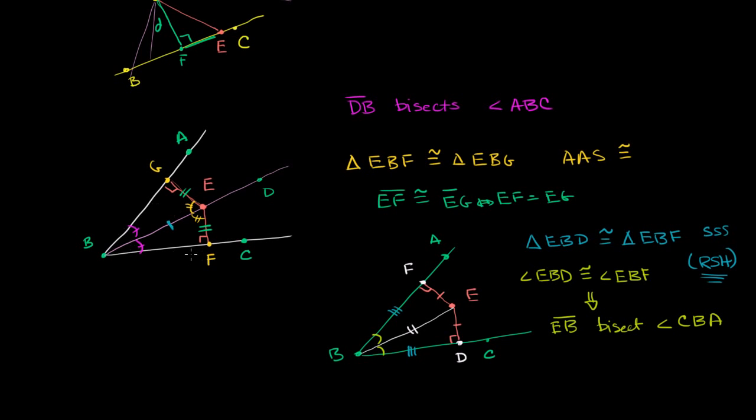Over here we showed that if something sits on a bisector, it is equidistant from the sides of the angle, and here we showed that if it's equidistant from the sides of the angle, it sits on the angle bisector, or it could even be the endpoint of an angle bisector, but clearly it sits on it.